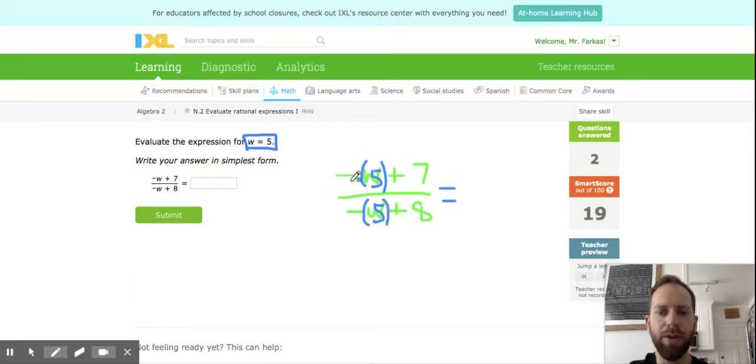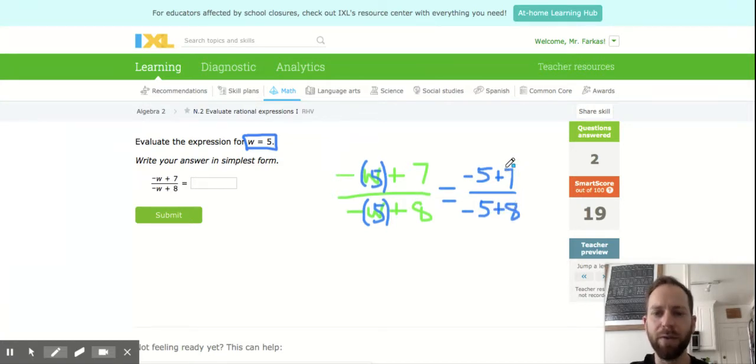Which would give me negative 5 plus 7, divided by negative 5 plus 8. All right, a negative and a positive, you have to think which sign is bigger. Since the 7 is a larger number and it's bigger by 2, this would be a positive 2. And again, 8's bigger than 5, but since they're opposites, 5 of them would make 0 pairs, and there would be 3 positives left over. So this is equal to positive 2/3.